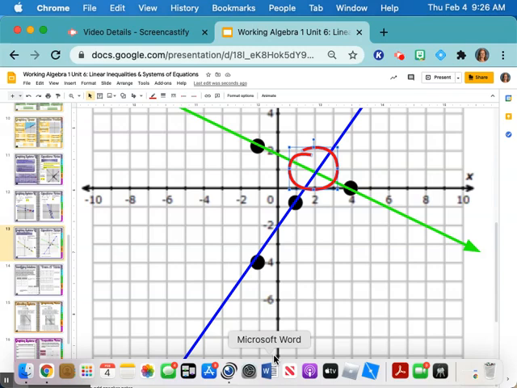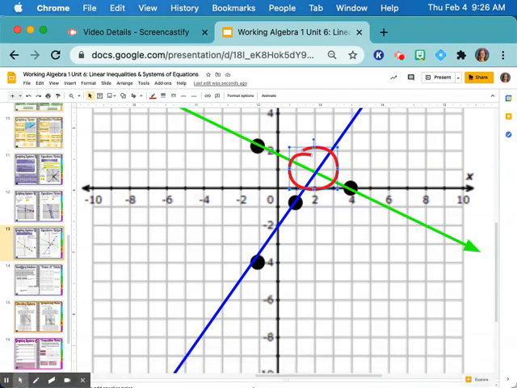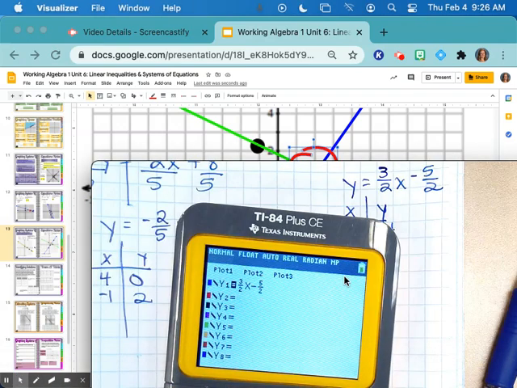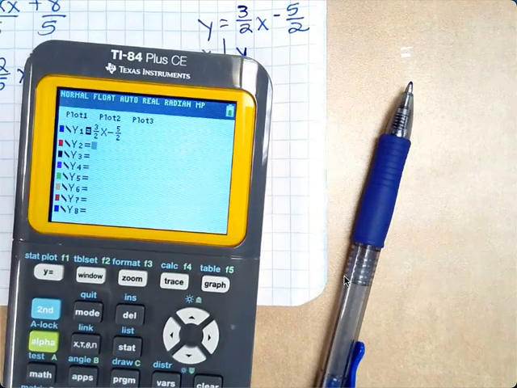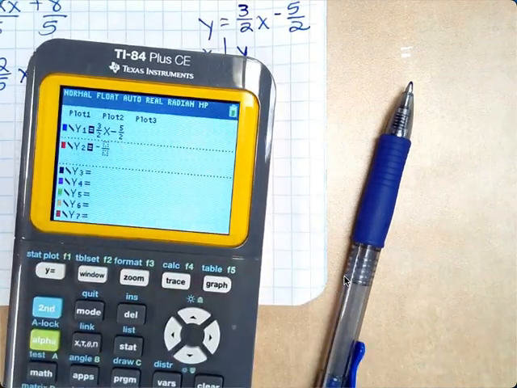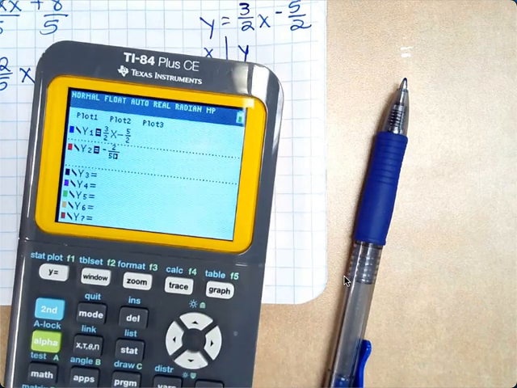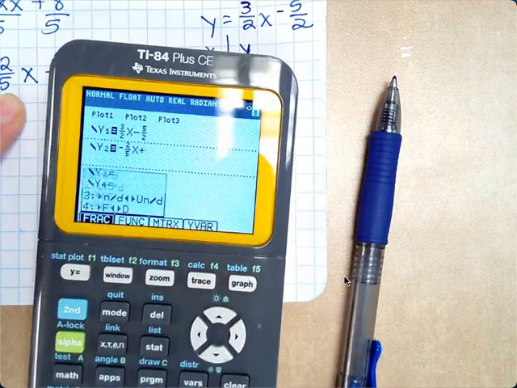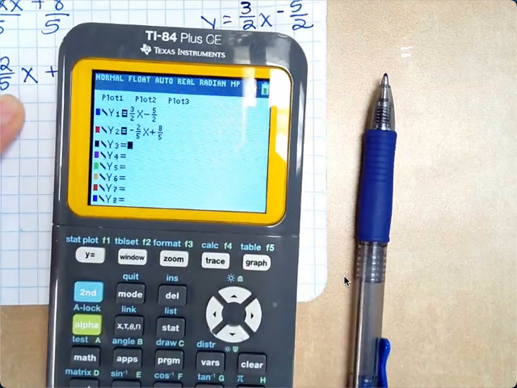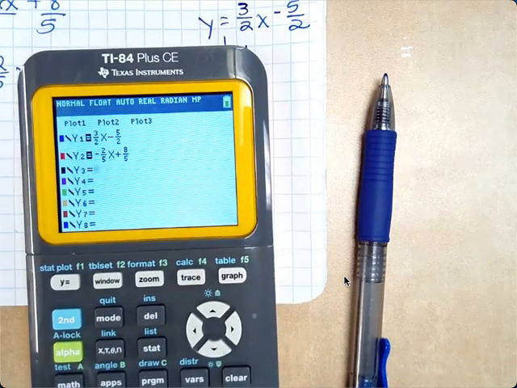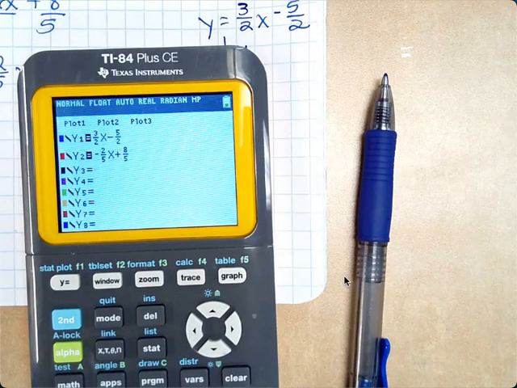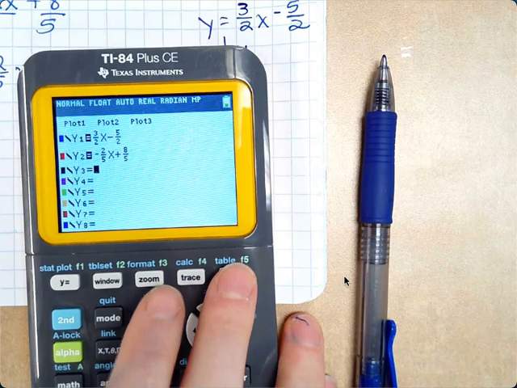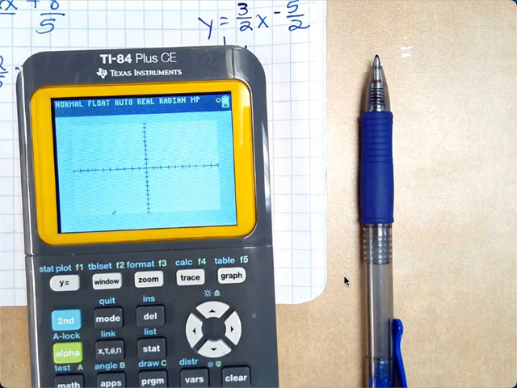So go to y equals. We already have the second one in there. So let's put the first one in there, but in the second spot. So I would put in the -2/5 x plus 8/5. It doesn't matter what you name y1, what you name y2, as long as they're both in there. So now graph it. It should look the same as ours.